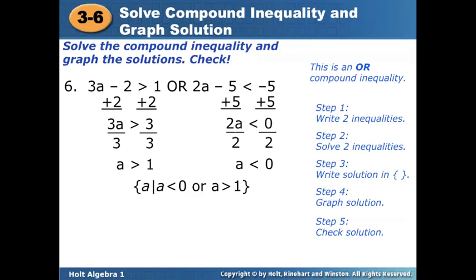Next, we'll need to graph our solution. We have an open circle on the 0 and an open circle on the 1. We'll need to shade less than 0 and greater than 1. So this does shade as we intend it to do so for an or compound inequality.